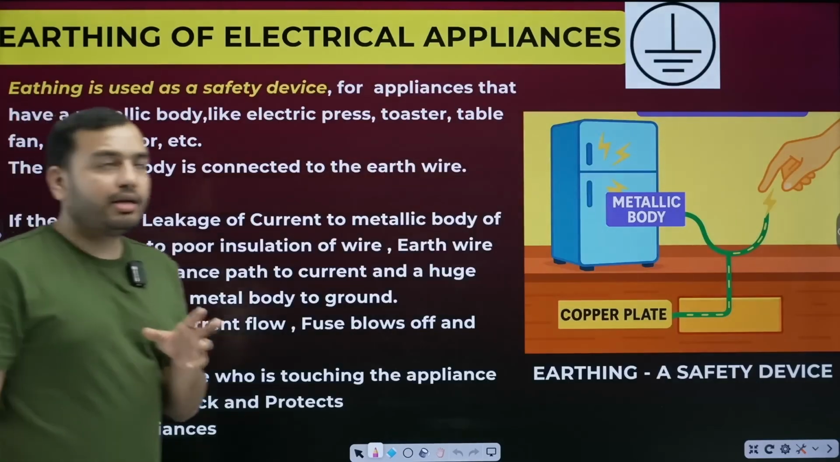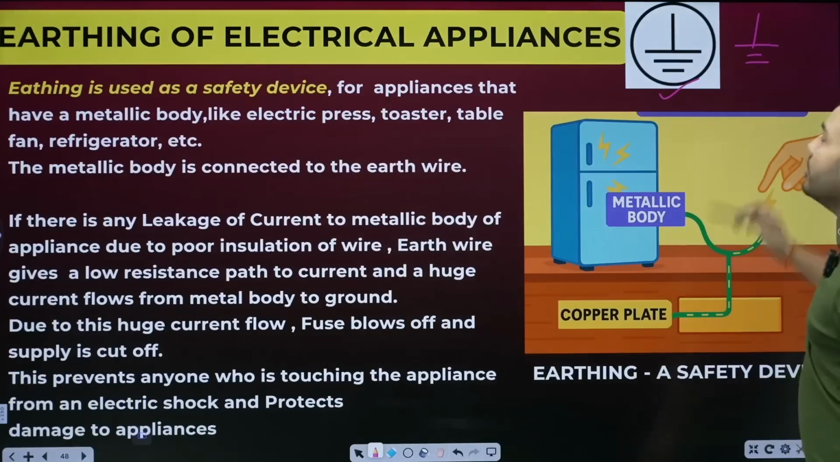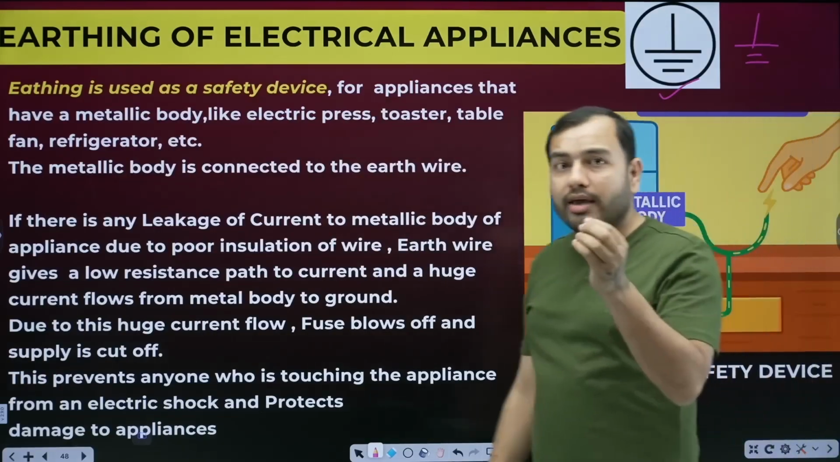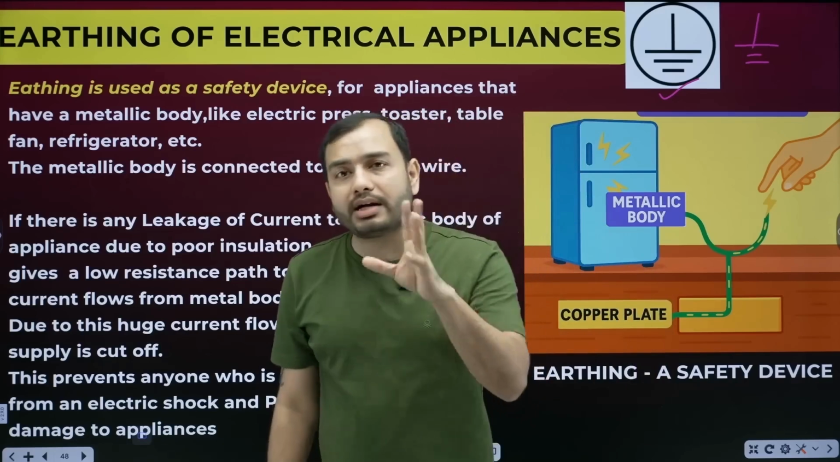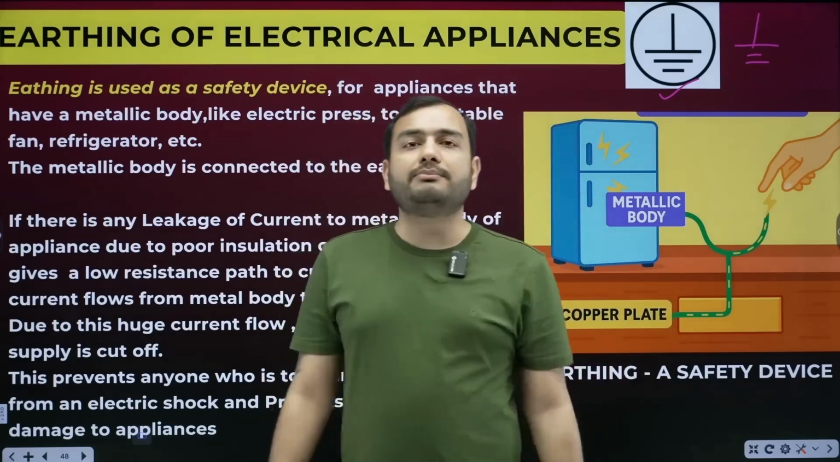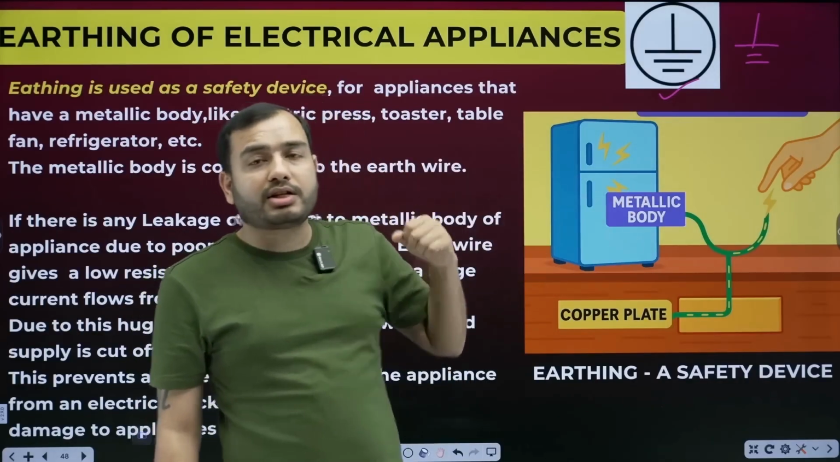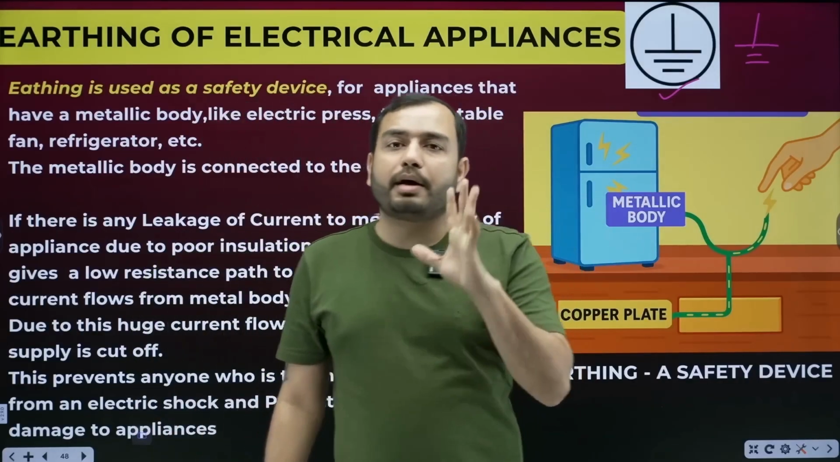Next comes earthing. The symbol of earthing is this. If you see this drawn anywhere, understand that it has been earthed. What is earthing, beta? It is for the heavy appliances in our houses, those which have a metal body. Take the best example, the refrigerator at home. Many times you must have seen that when you touch the metallic body of your fridge, it gives you a current shock. So earthing is done to prevent this.